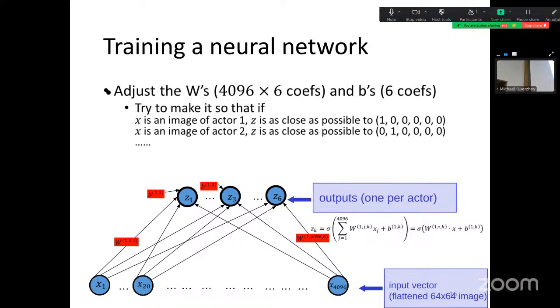So X1 all the way to X4096 is all the pixels in one image? Yeah, that's exactly right. We have a 64 by 64 image that's a particular photo, and this just happens to be 4,096. Each of the nodes is like one pixel. That's right.